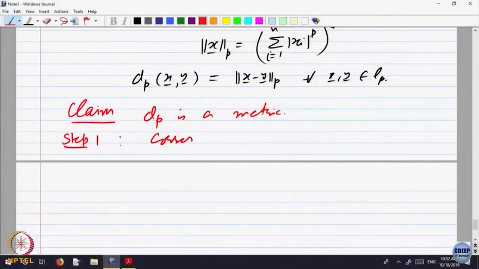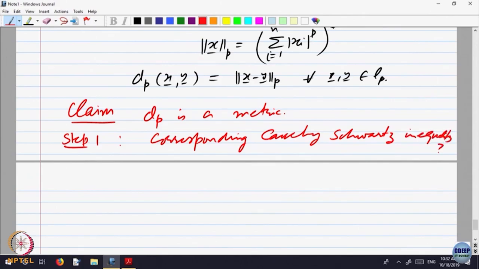So, step 1, corresponding to p, what should be the Cauchy-Schwarz inequality? That is called, let me write, it is called Holder's inequality.